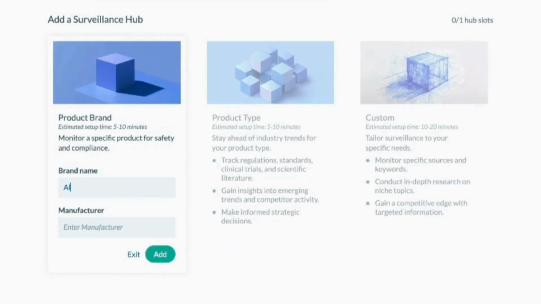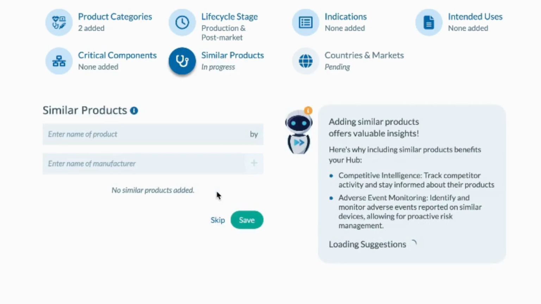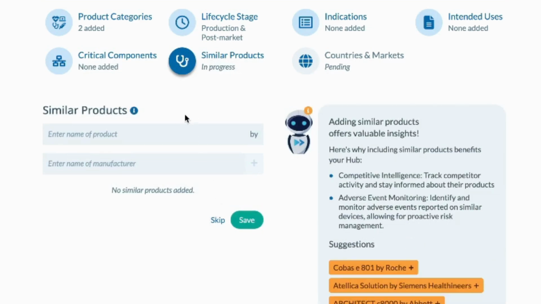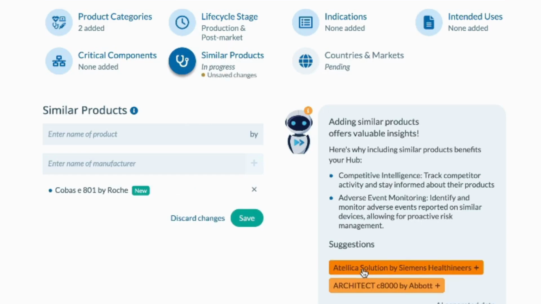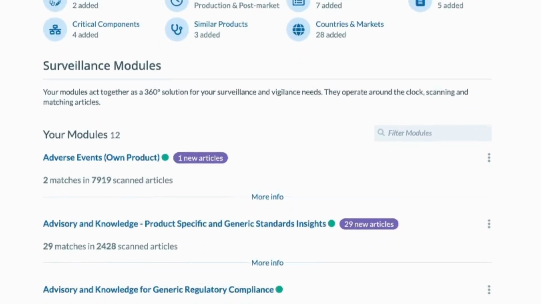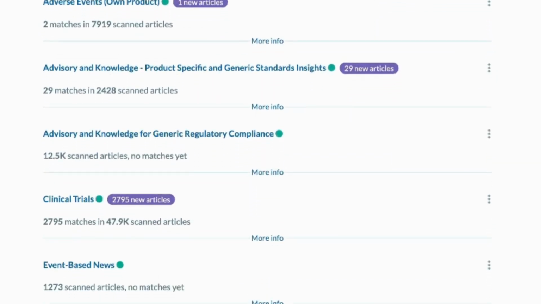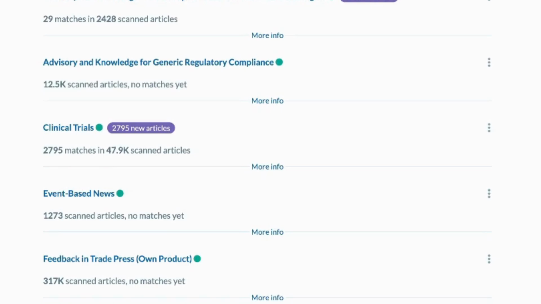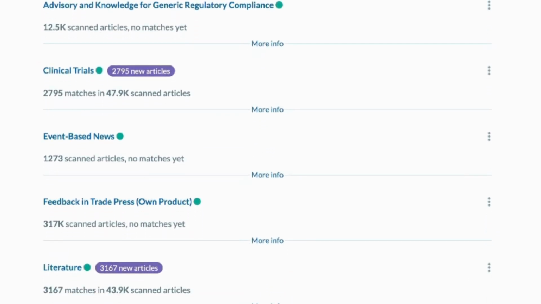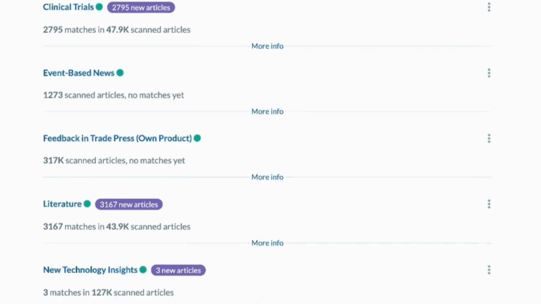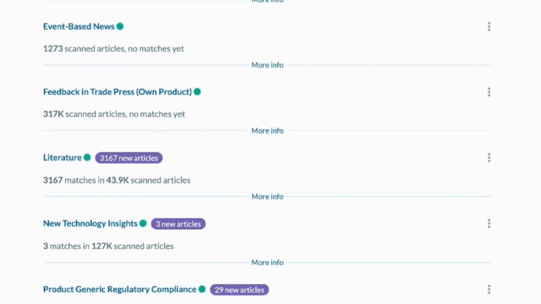The process begins by entering your product details, such as the name and manufacturer, into the system. You can also add similar products to monitor, ensuring you capture relevant adverse event data across the industry. Once set up, Houdin continuously monitors and categorizes this information, keeping you updated with the latest reports from all tracked sources. Let's take a look at a real-life example of how Houdin can collect adverse events related to a product.